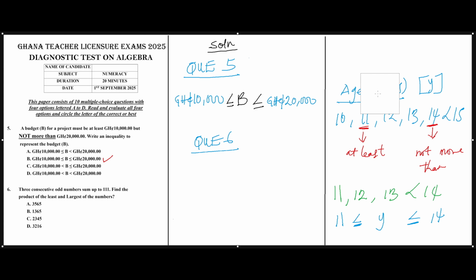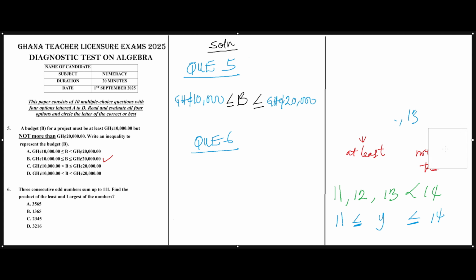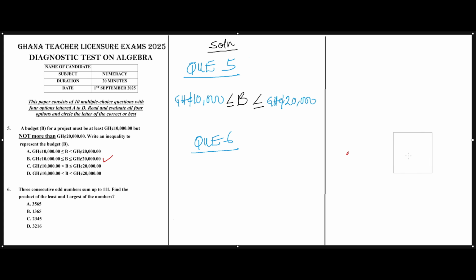Question 6. Now with question 6, we are told that 3 consecutive odd numbers sum up to 111. So we have to find the product of the least and the largest of the numbers. So what do we mean by 3 consecutive odd numbers? To get an understanding of this particular statement, we need to revise ourselves with the concept of odd numbers. What then is an odd number? With odd numbers, we are looking at numbers such that when these numbers are divided by 2, it will always leave a remainder.